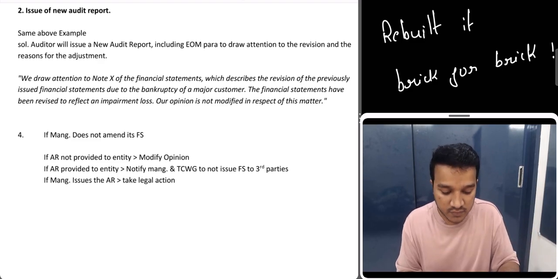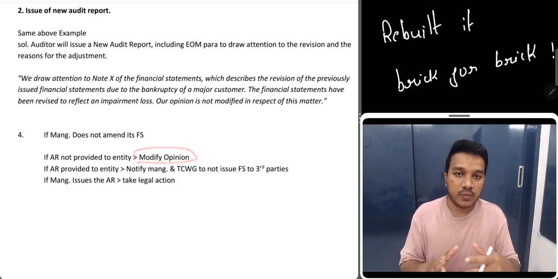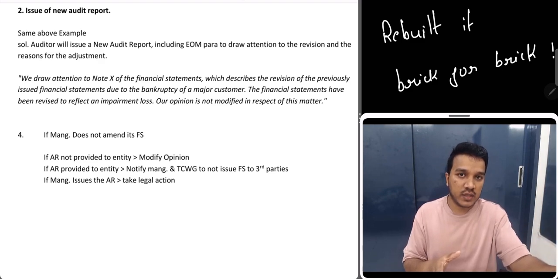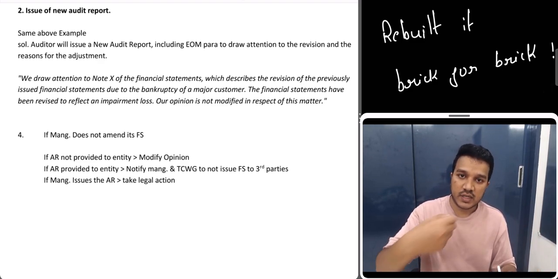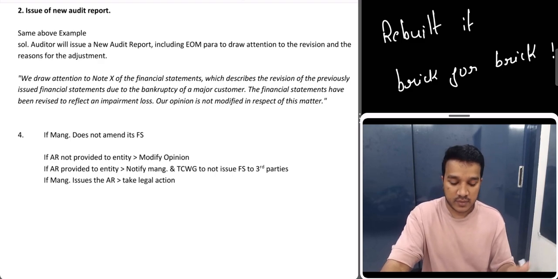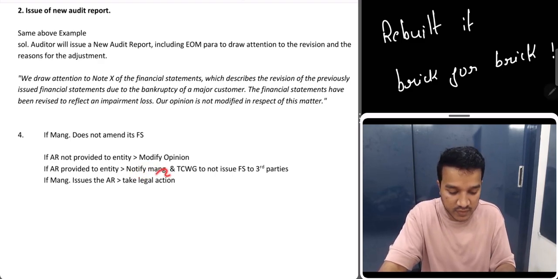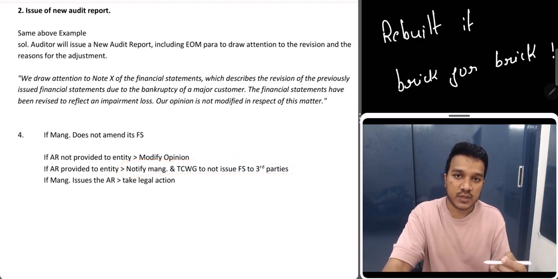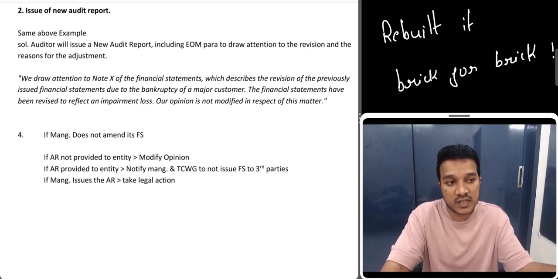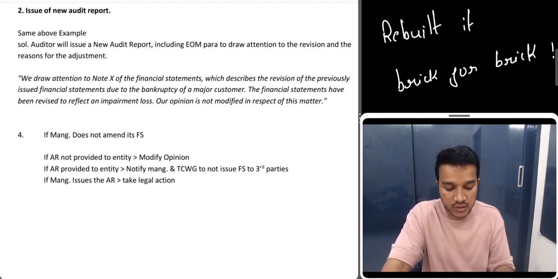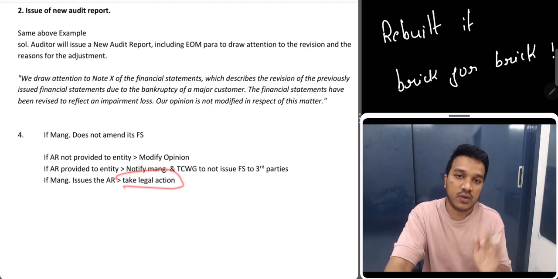In that case, if the auditor has not yet given the audit report to the management, then he will modify the audit opinion. But if he has already issued the audit report, then he should notify management and TCWG not to issue the financial statements to third parties. If he has given the audit report to the management, notify them not to issue it to the third party. But still, if management issues it to the third party, then the auditor will take legal action. I hope this point is clear.